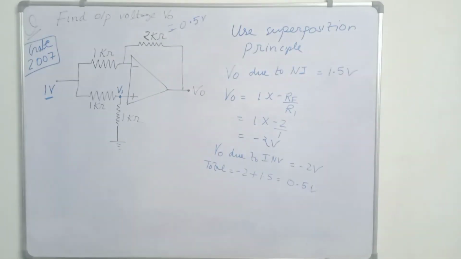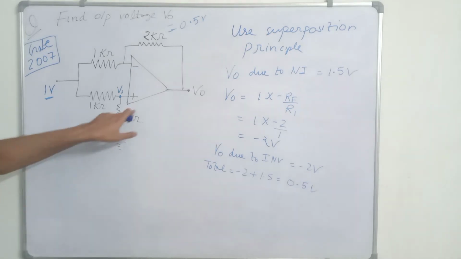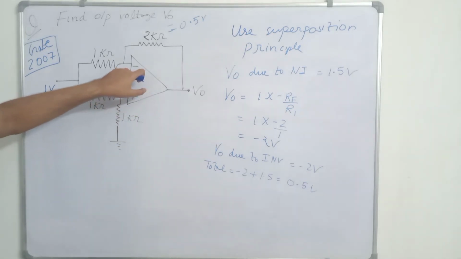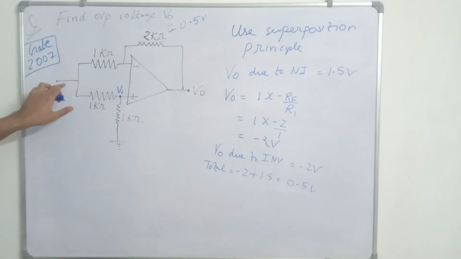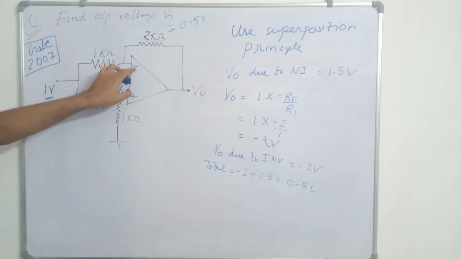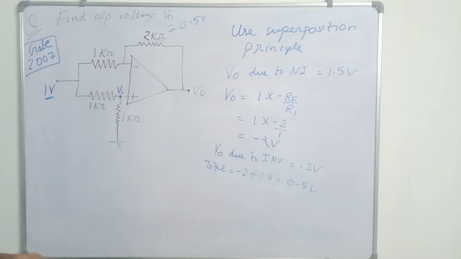So this is how, using the superposition principle, first for the non-inverting terminal, then for the inverting terminal, we can find the output voltage when voltage is applied to both the non-inverting terminal as well as the inverting terminal.